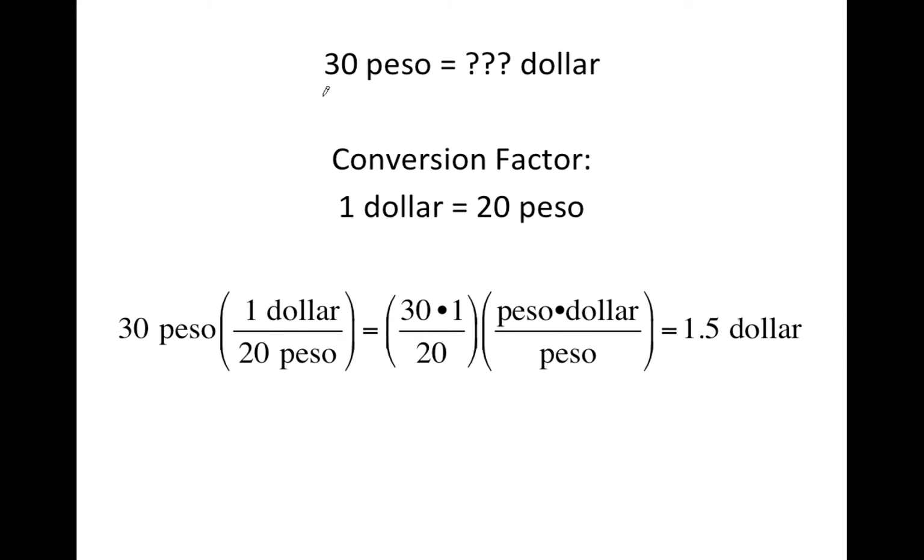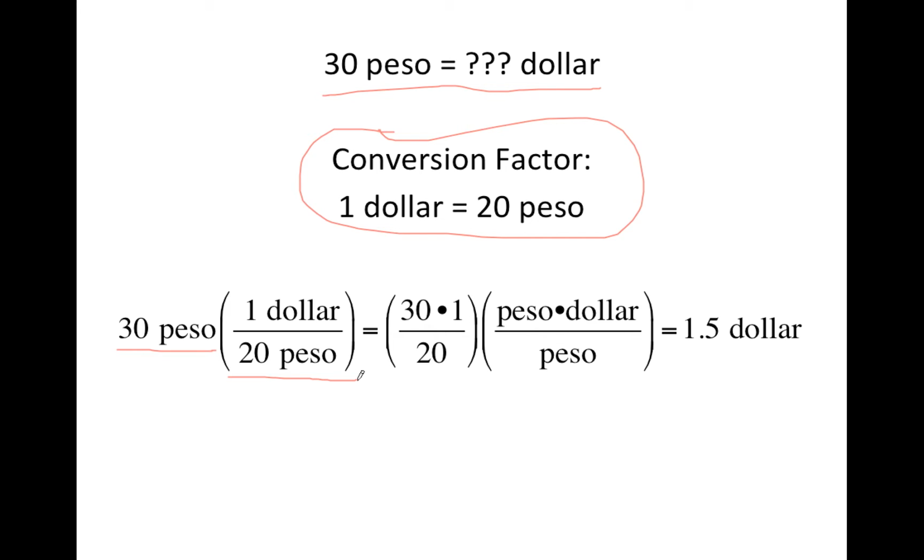Let's start with the example of converting 30 pesos to dollars. So we're going to need a conversion factor. $1 is 20 pesos. So the way you're going to set up your work is write down your original measurement, the 30 pesos, and then you're going to multiply by a fraction in brackets. And what you're going to do for the fraction is just copy both sides of the conversion factor, one on top and one on the bottom.